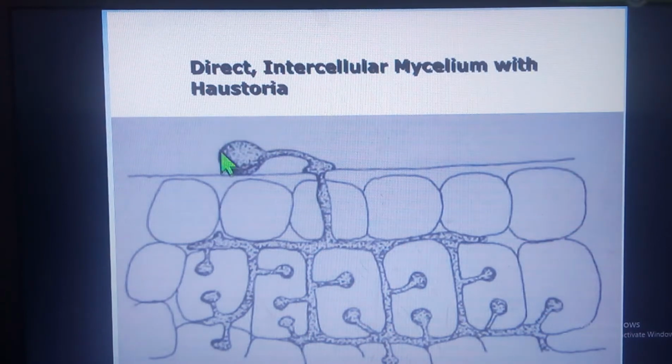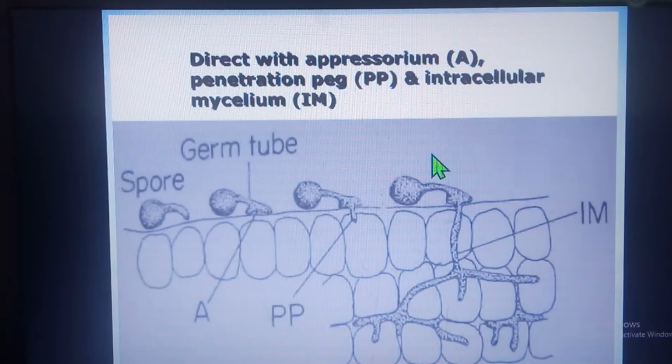You can see here the spore when it germinates. This is the germ tube, the appressorium, which pierces down through the host epidermis and grows intercellularly with the formation of the haustoria. This is another example which shows the spore first. When it germinates, it will form a germ tube, the appressorium. This is the penetration peg which will start to penetrate downward, and in this case, this is the intracellular mycelium.